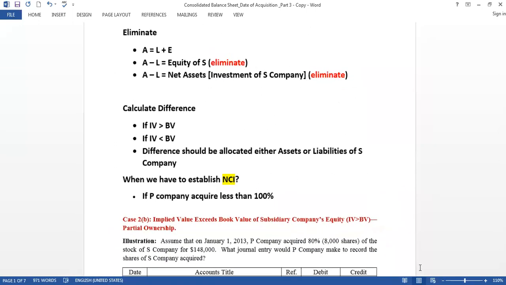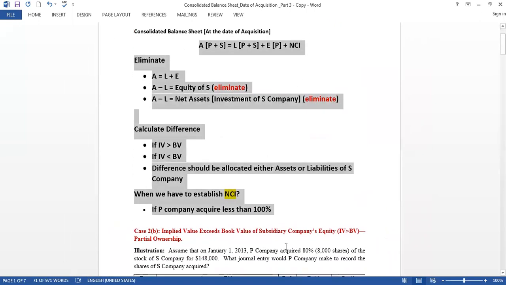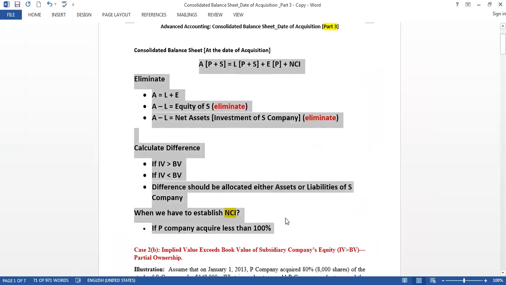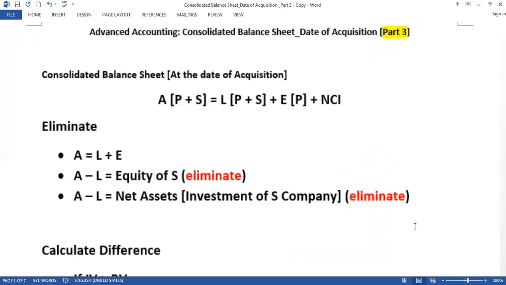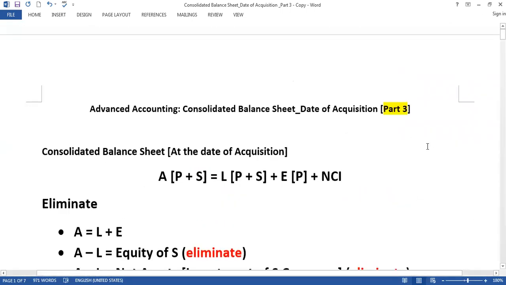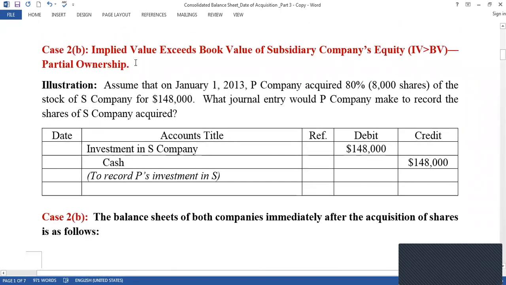Now, based on this important concept, I am going to solve another 2 questions, because in the last class, part 2, I solved 2 questions. Now we are in part 3, so we are going to solve other questions. Let's see the question. The title is implied value exceeds the book value. That means the implied value is higher and the book value is lower.